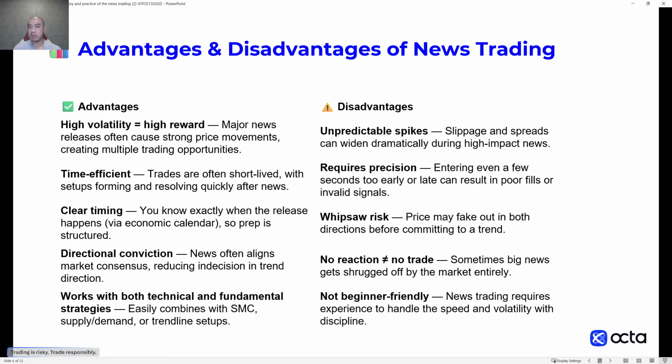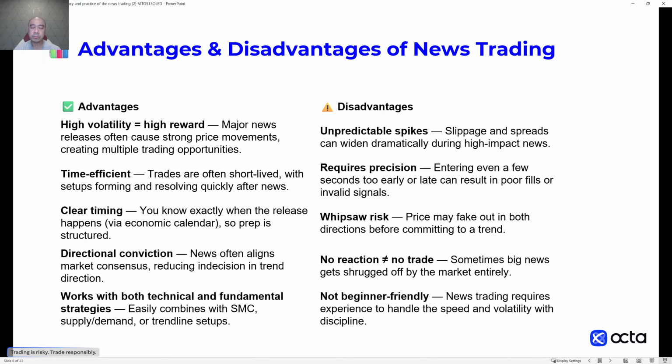Let me just clarify this very clearly, because what I see here is that a lot of new traders come in with a very low amount of equity and think they can multiply it very quickly by trading the news once or twice, just going all in, fully leveraging all their equity. That doesn't make sense.